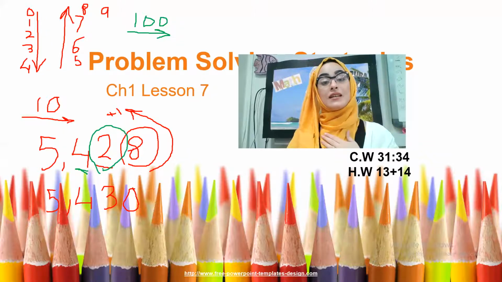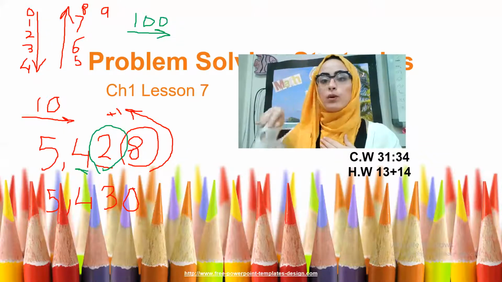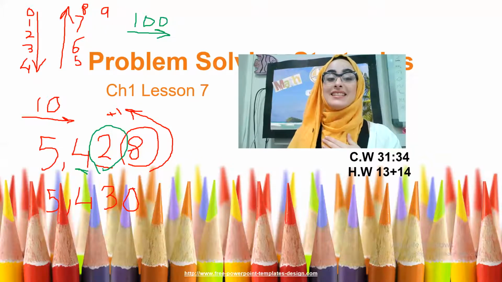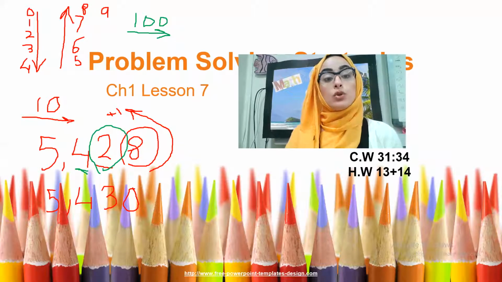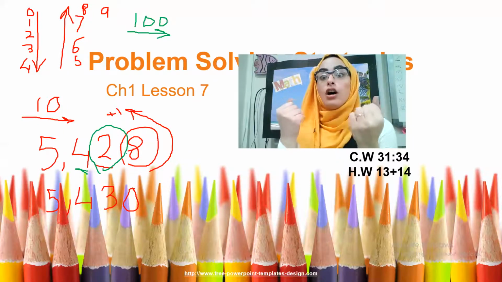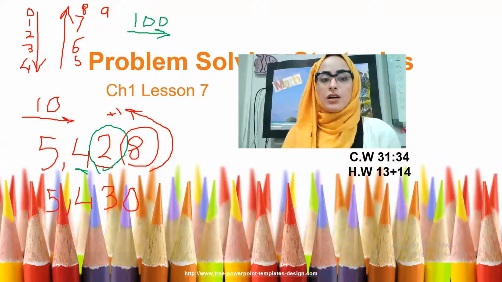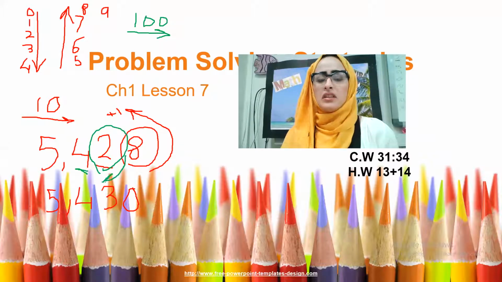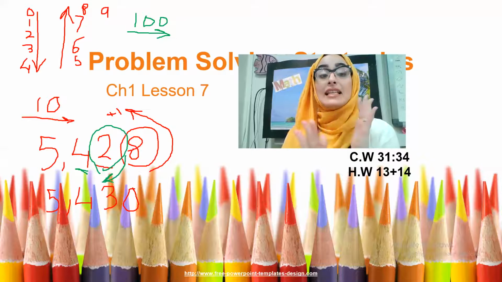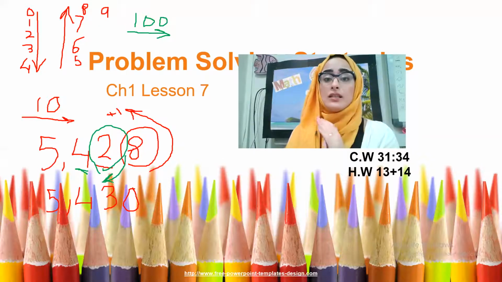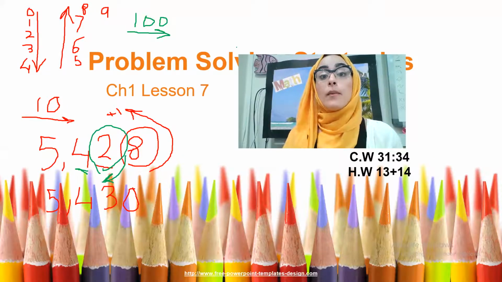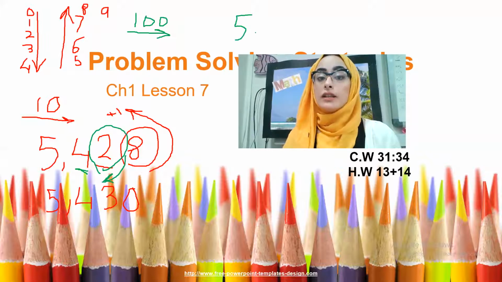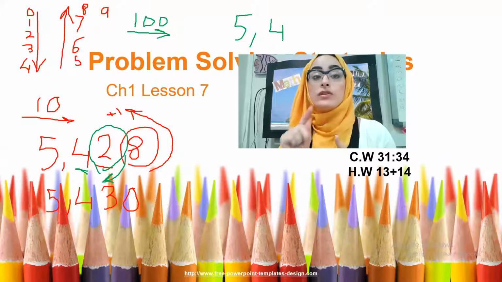What I will ask myself, 0, 1, 2, 3, 4, round down. Yes. 5, 6, 7, 8, 9, round up. Excellent. So 2 is weak or strong? It's weak. So it will go down. When the 2 is weak, it can't give the 4 anything, and the 4 will be the same. So my answer is 5,400. What will happen with the tens and ones when rounding to hundreds?